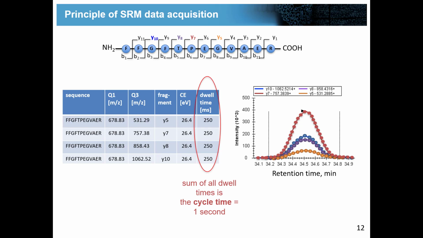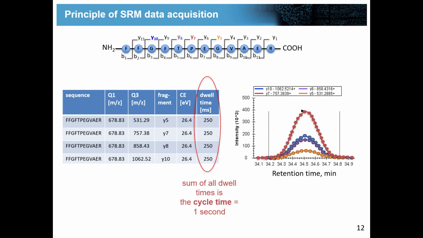And in SRM, the cycle time, so the time between any two of these neighboring points, is more or less the sum of all the dwell times of the transitions, because that's the time that the instrument will need to cycle once through this list before it can jump back to the top and do the recording of the same transition again. Okay, so in this toy example, I have 4 transitions with 250 milliseconds. So the cycle time, the time difference between the recorded time points, will be roughly 1 second.